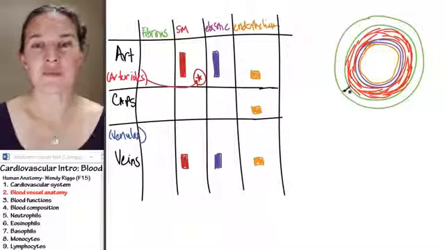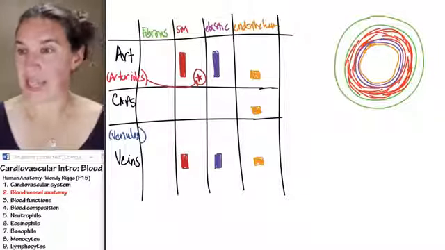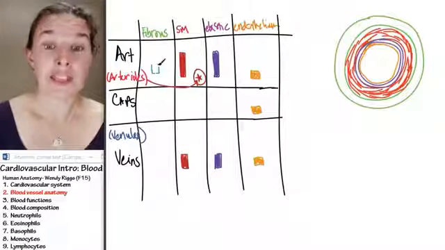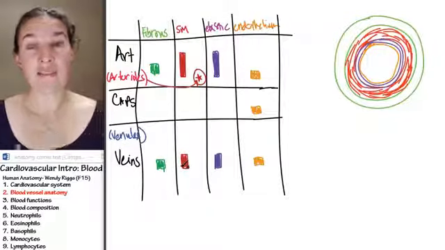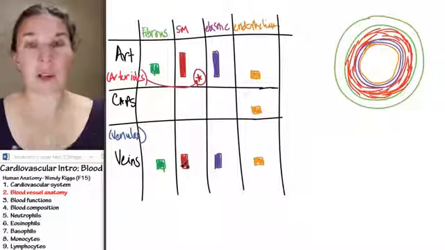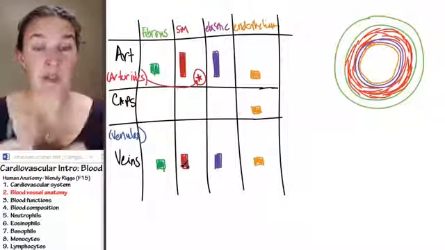Capillaries, no smooth muscle. Now, my fibrous layer is the same in everybody. It's not the same in everybody. It's the same in the arteries when compared to the veins. So the arteries and the veins have the same amount of fibrous tissue going down to capillaries that have none. They don't have this fibrous layer.